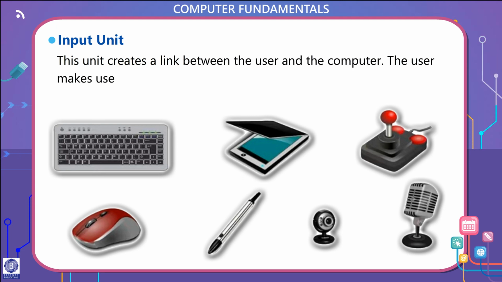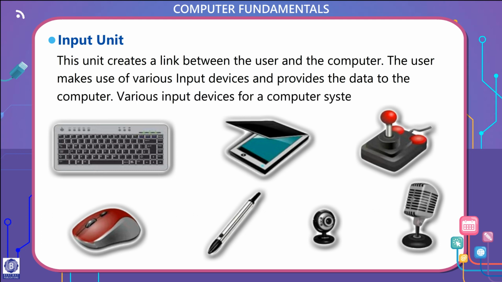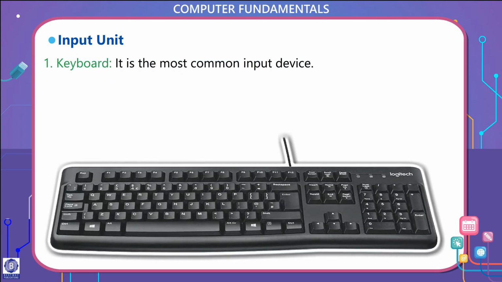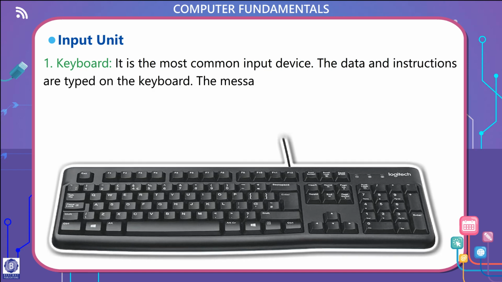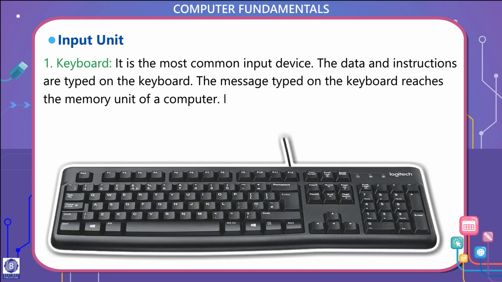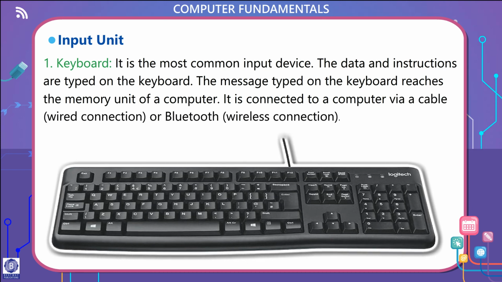The user makes use of various input devices and provides the data to the computer. Various input devices for a computer system are as follows. Number 1. Keyboard. It is the most common input device. The data and instructions are typed on the keyboard. The message typed on the keyboard reaches the memory unit of a computer. It is connected to a computer via a cable wired connection or Bluetooth wireless connection.